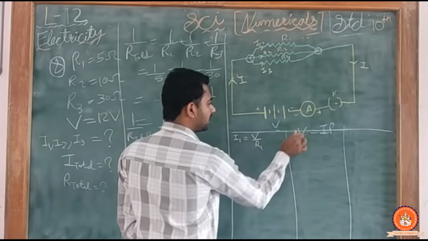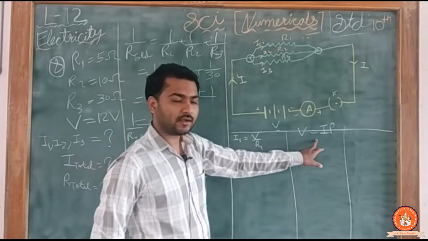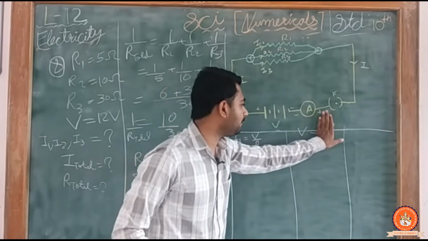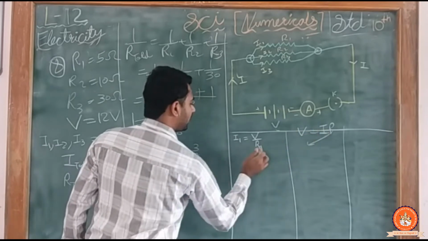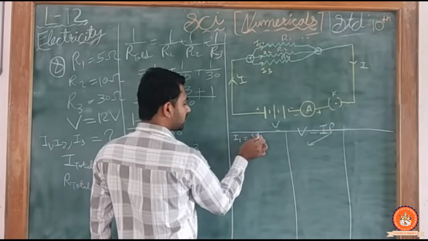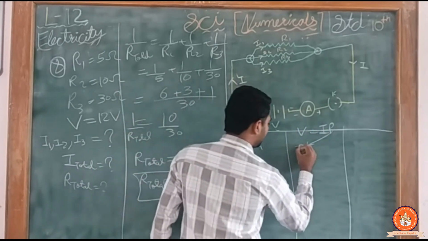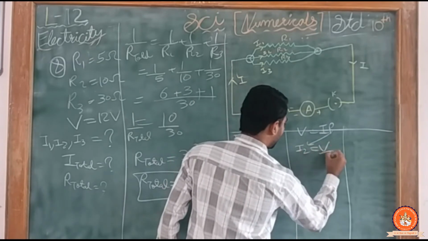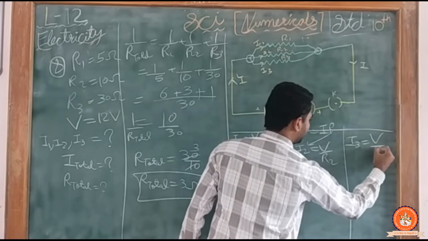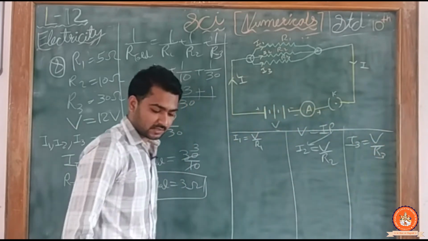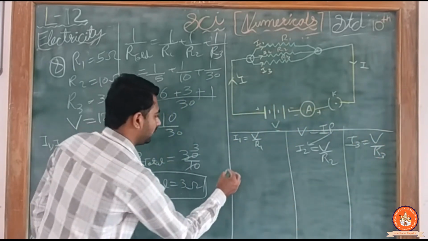Now I have not done anything; I have the formula V is equal to IR, I will make I the subject here, and R will come down in the division. Okay, so it becomes V by R, V is constant, R1 and I1. Similarly I2 is equal to V by R2 and I3 is equal to V by R3. Clear students? Now solving one by one.